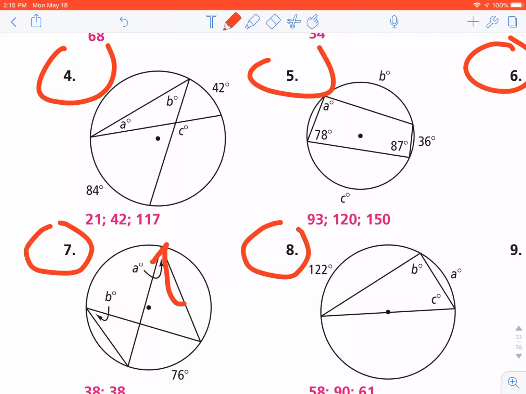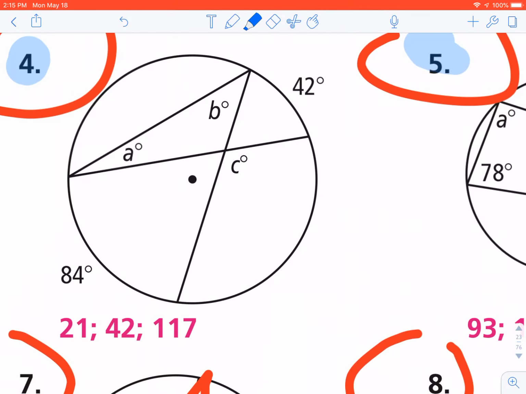Alright, for this video we're going to do 12-3 Form G. Right now I just have numbers 4 and 5, so we'll hit those two. So if we take a look at number 4, the first one, A and B are both inscribed angles that they need us to find.